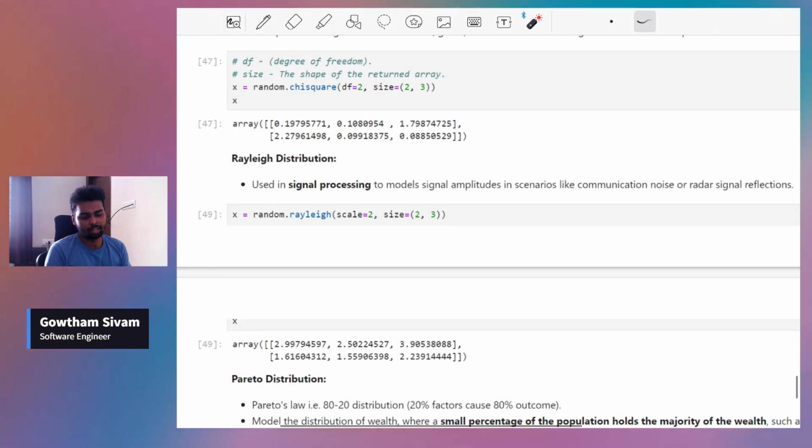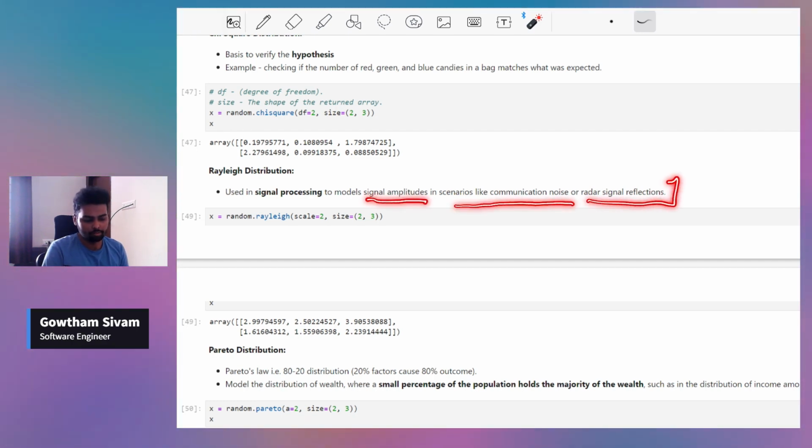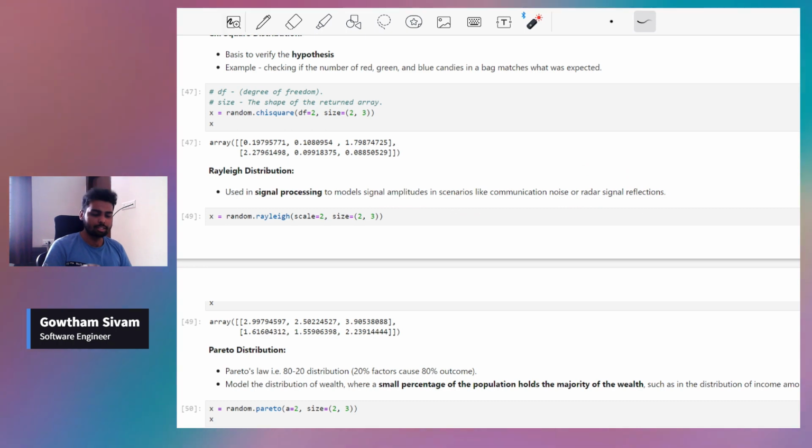Next is the Rayleigh distribution, used in signal processing to model signal amplitudes in scenarios like communication noise or radar signal reflections. The Rayleigh scale, which is the standard deviation, is 2, and the return is a 2 by 3 matrix. We got a result here. Next is the Pareto distribution.